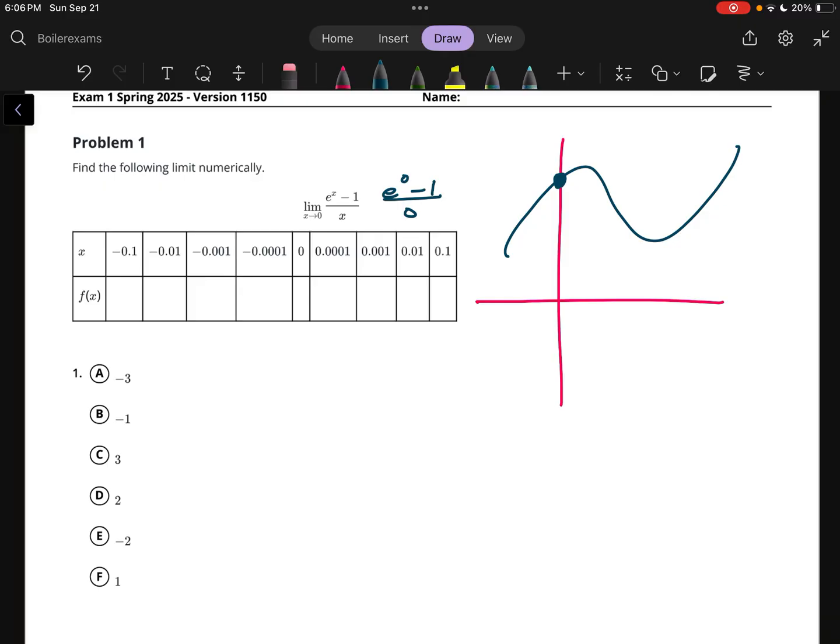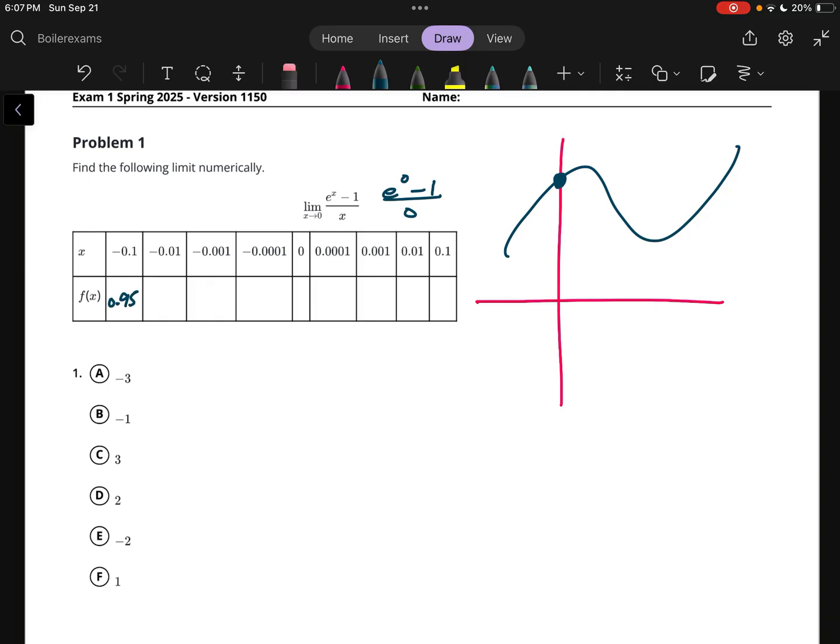So the default is plug your value in. If that works, then you're good to go. But if that doesn't work, we need different methods, and the method they want us to use in this question is to solve numerically by plugging in values that are really close to 0 and seeing what happens. So we'd plug in, for example, e to the power of negative 0.1 minus 1 divided by negative 0.1.